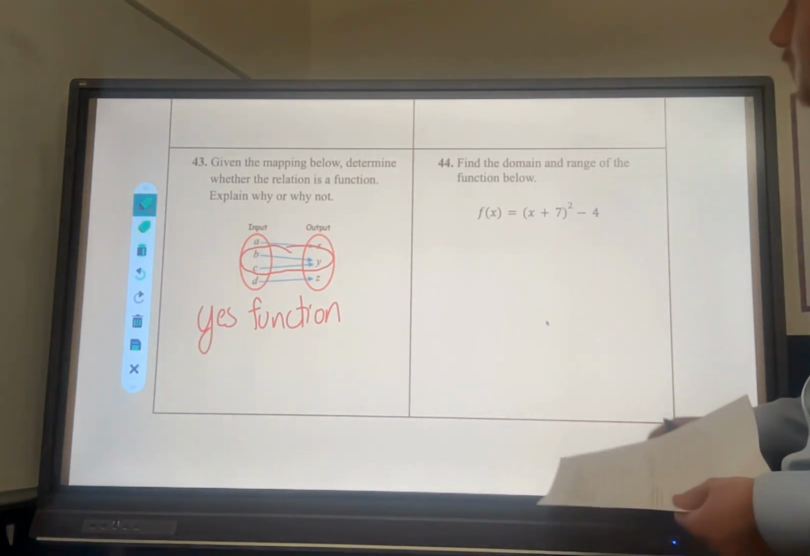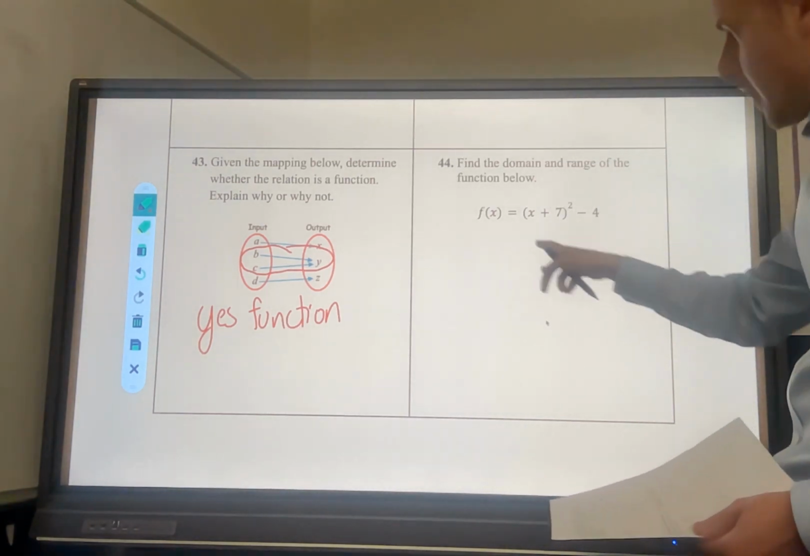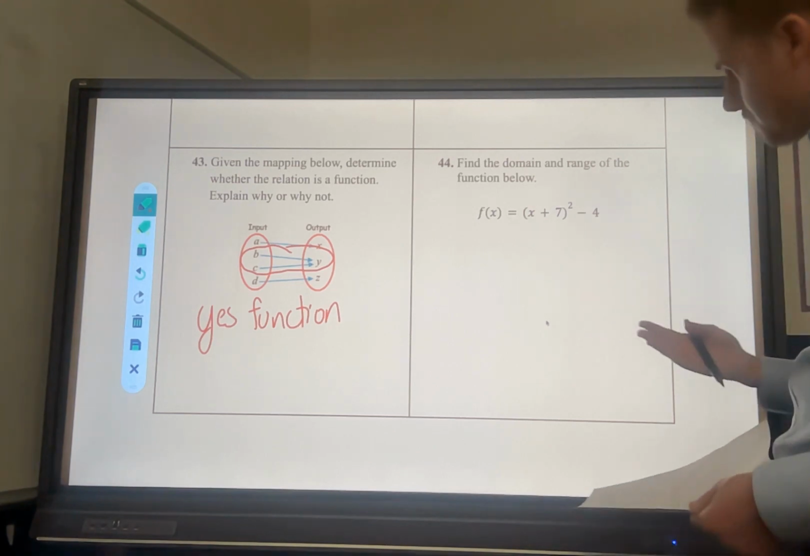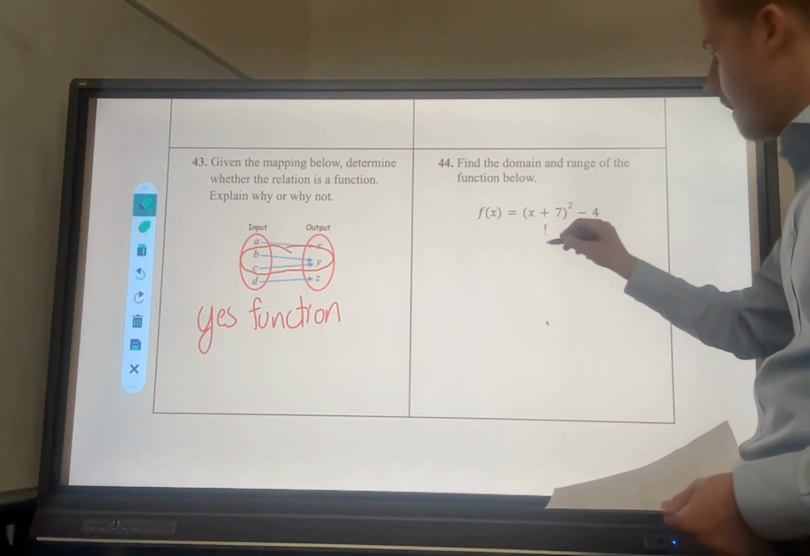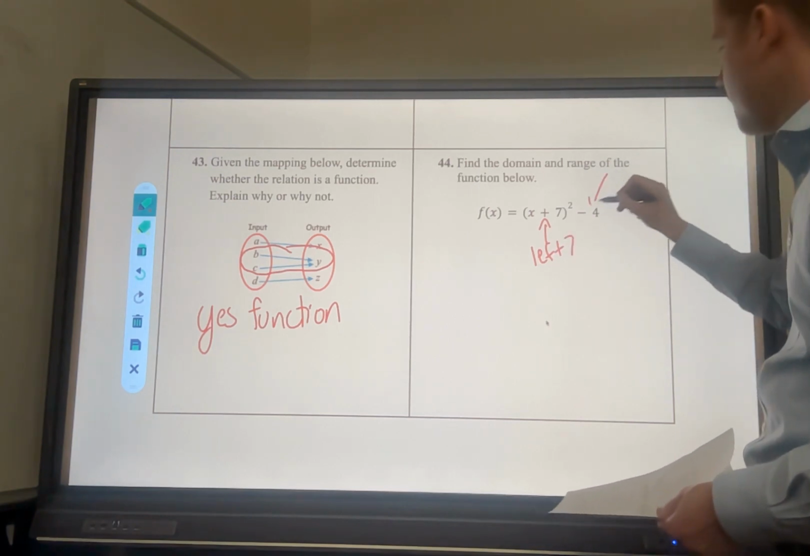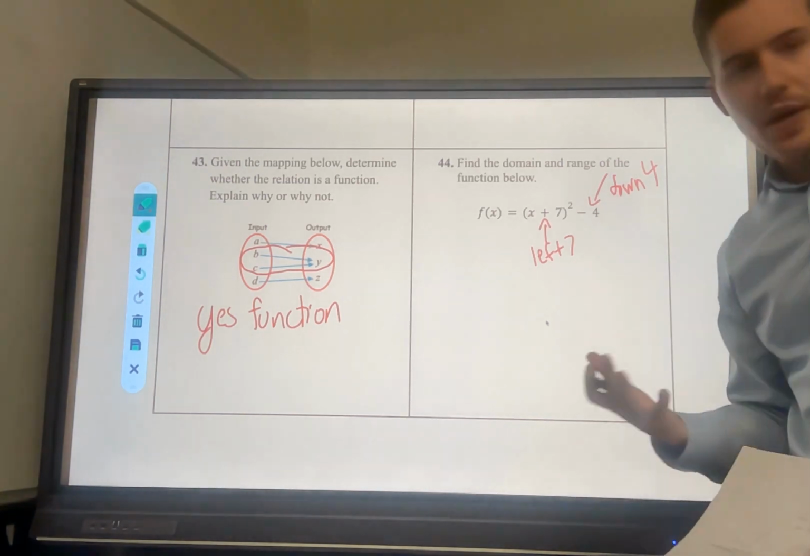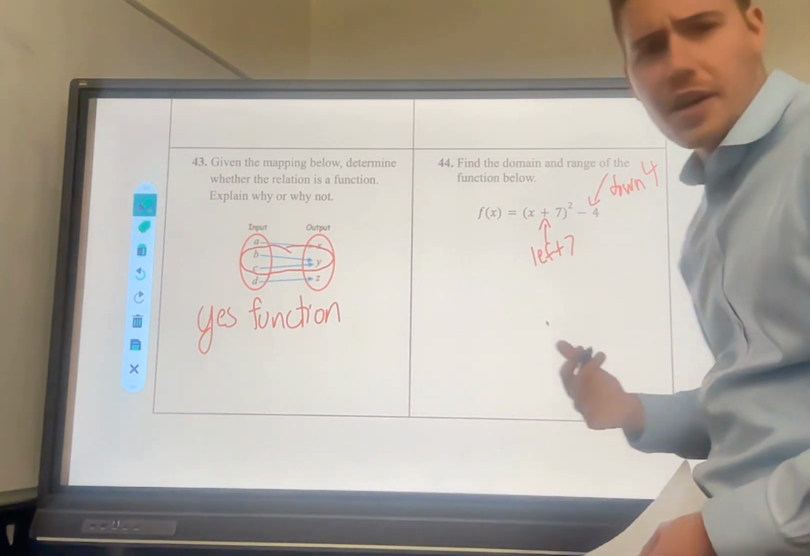Let's move on to question 44. Find the domain and range for the function below. So I've got a parabola, x squared, and it's been shifted left 7, and it's been shifted down 4. So left 7, down 4. I'll draw y'all what that looks like.